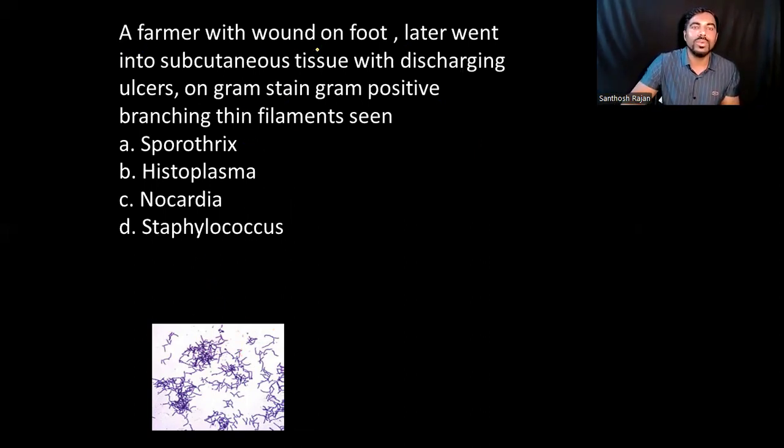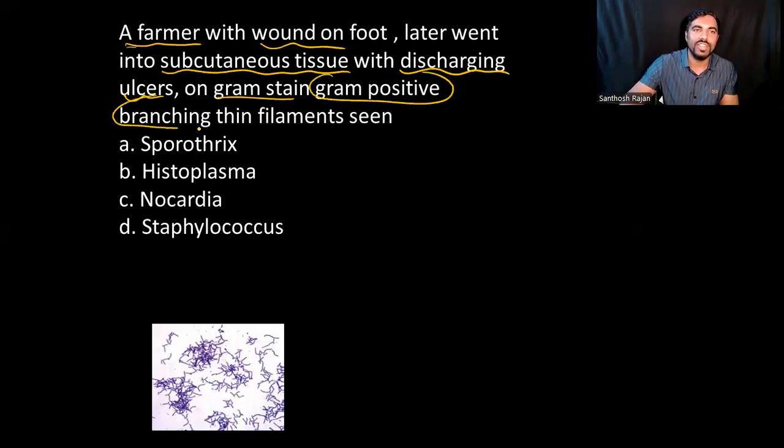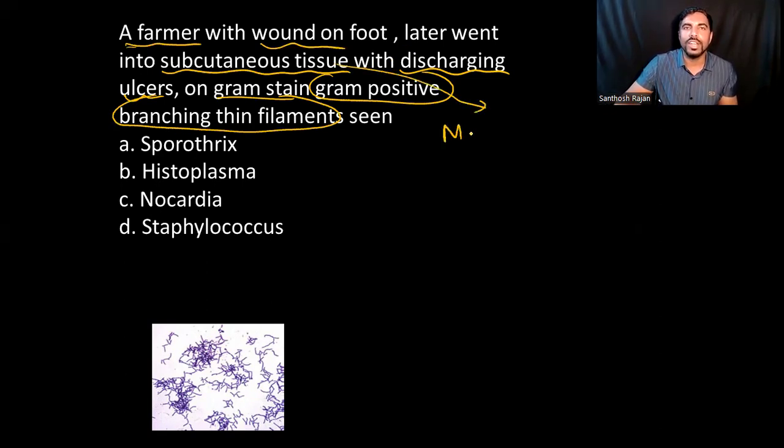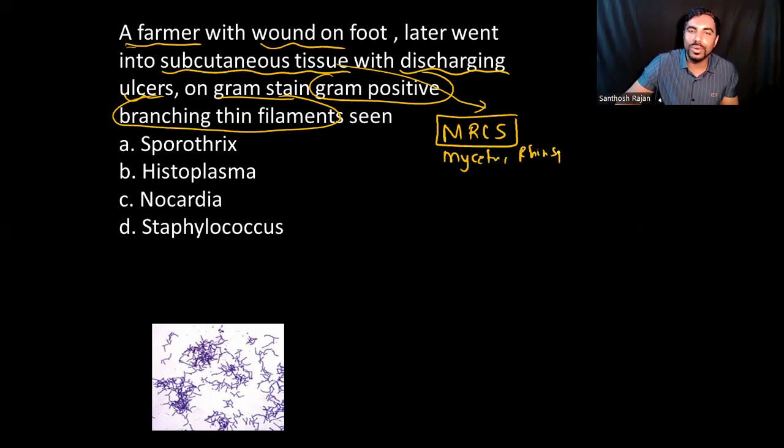Now here, a farmer with a wound on his foot. Later, it went into the subcutaneous tissue with discharging ulcers. And on gram stain, a gram positive branching thin filament was seen. First of all, many clues. Subcutaneous tissue means, the shortcut is, to study subcutaneous infections, you have to remember MRCS. What is MRCS? M for mycetoma, R for rhinosporidiosis, C for chromoblastomycosis, and S for sporothrix.